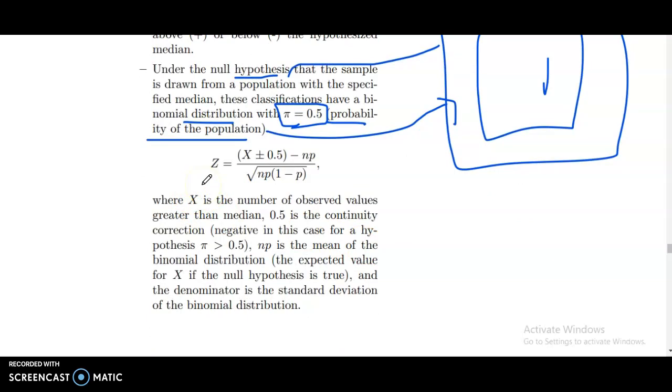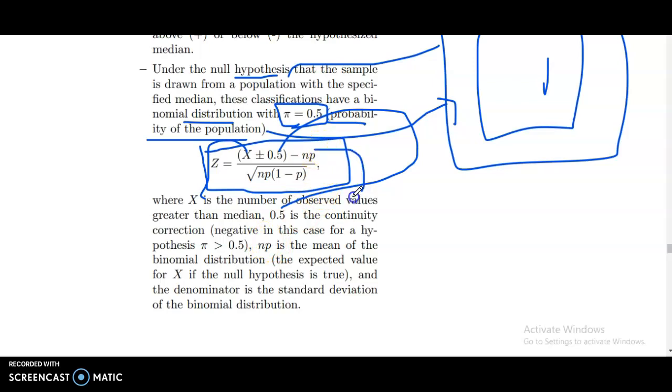Z equals x plus or minus 0.5, minus np, divided by the square root of np times 1 minus p, where x is the number of observed values greater than the median. The 0.5 is the continuity correction. It is negative in this case for the hypothesis pi greater than 0.5.